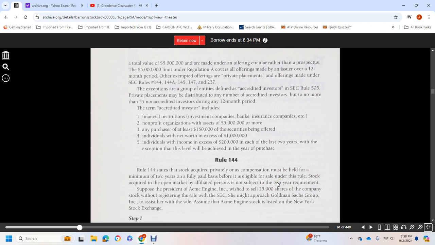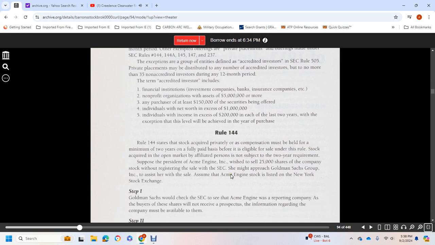Rule 144 states that stock acquired privately as compensation must be held a minimum of 2 years on a fully paid basis before it is eligible for sale. Under this rule, stock acquired in the open market by an affiliated person is not subject to the 2-year requirement.